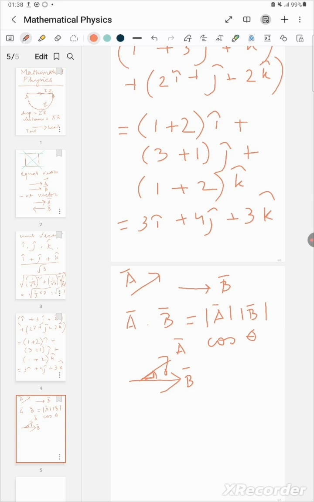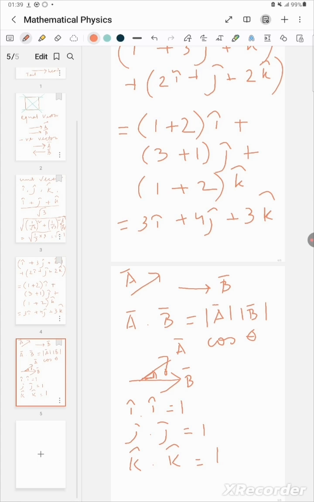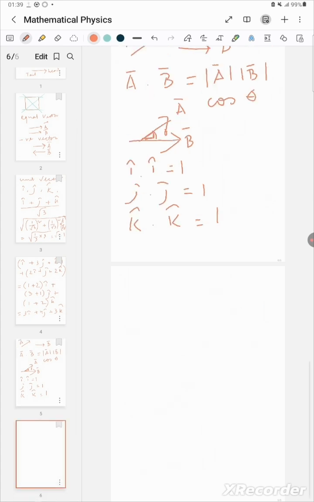Now coming to some of the properties of the scalar product. i cap dot i cap is always 1. j cap dot j cap is again always 1. And k cap dot k cap is again always 1. And the dot product of i cap with j cap is 0. Dot product of i cap with k cap is again 0. Dot product of j cap with k cap is again 0.